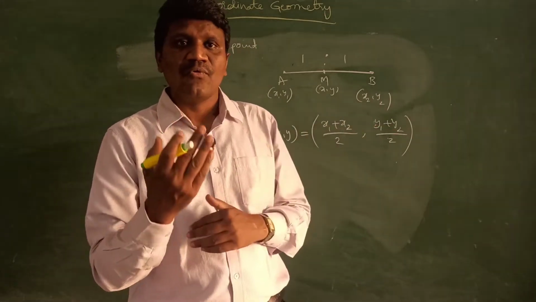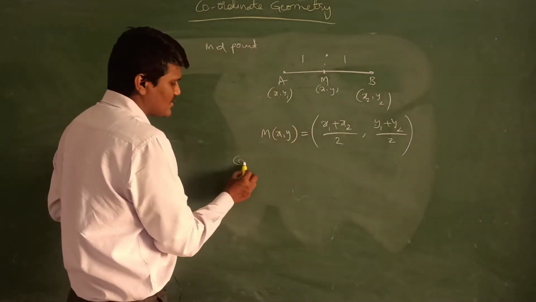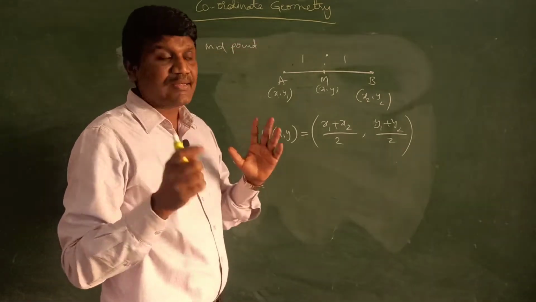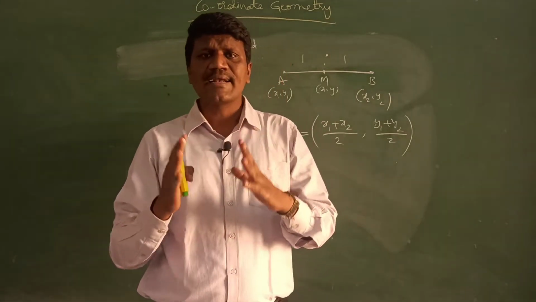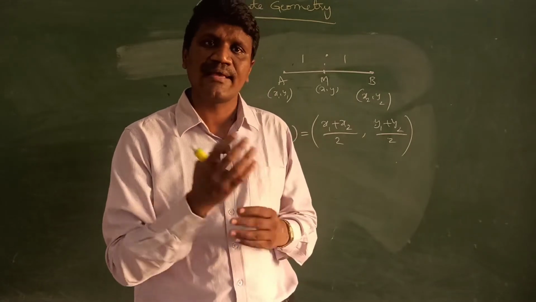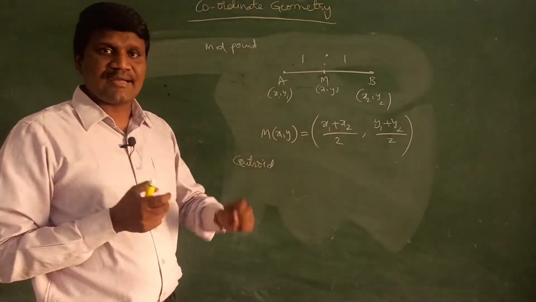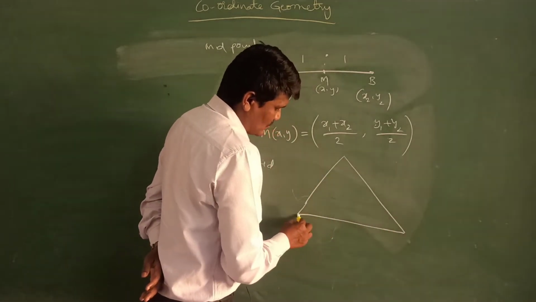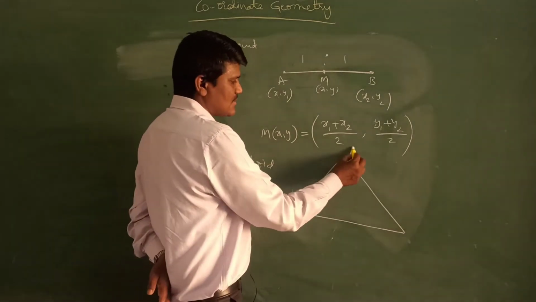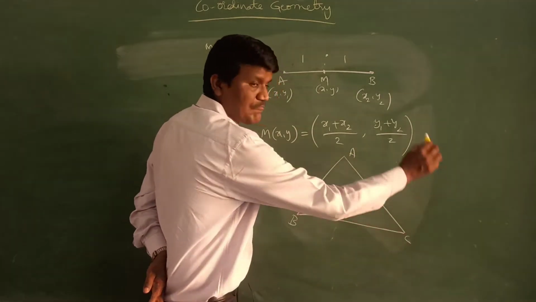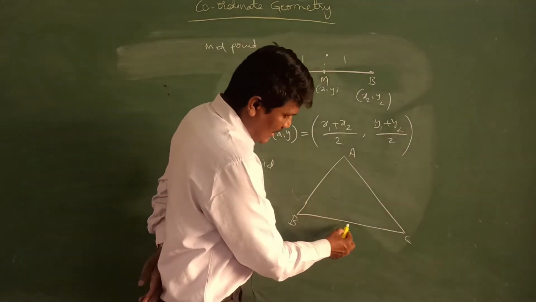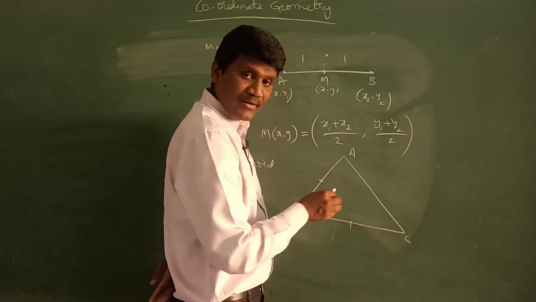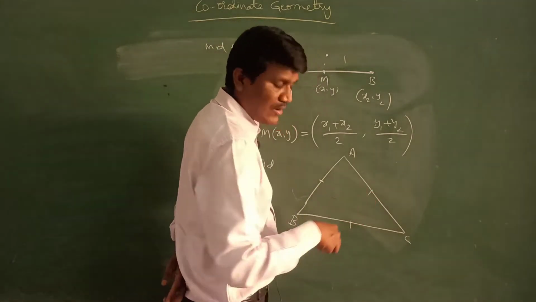Okay students, now what is a centroid? Midpoint is nothing but the madhya bindu. Centroid means gurutva kendram. So let us see the centroid. Centroid in a triangle, all of us know, this is a triangle ABC. ABC is a triangle and this is the midpoint of BC, this is the midpoint of AB and this is the midpoint of AC.